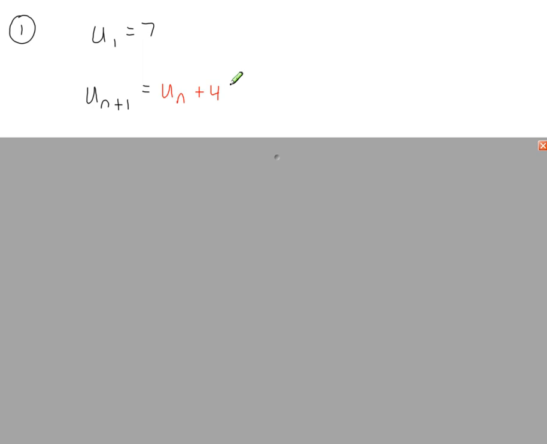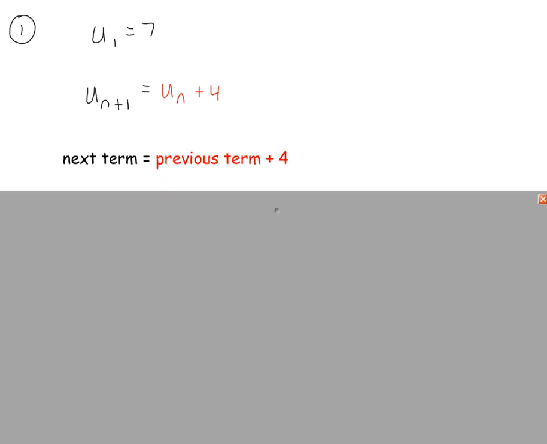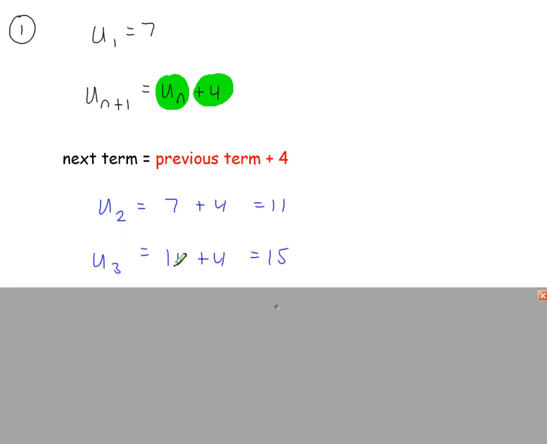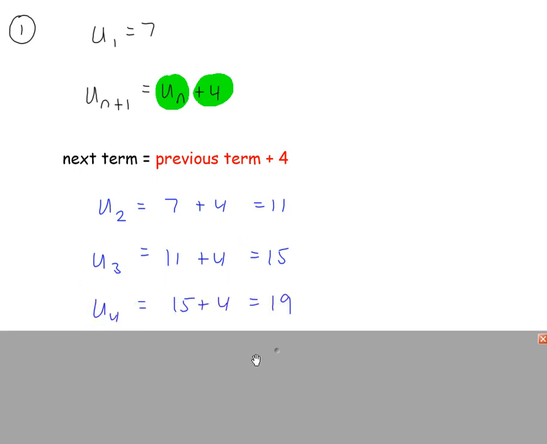So for this recurrence relation for sequences, we have to state the first term so we know where we start from, and then a relationship between the previous term and the next term in the sequence. So here we know that the next term is the previous term plus 4. So u2 will be the previous term, which is u1 here, plus 4, 11. u3 will be the previous term, which is u2, so that's 11, plus 4, and so on.